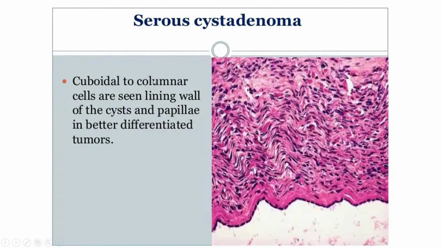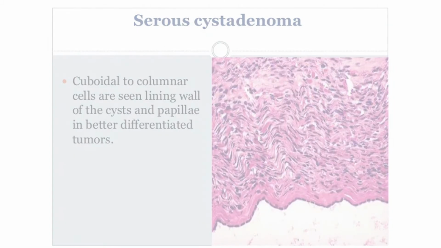Second one is serous cystadenoma. Cuboidal to columnar cells are seen lining the walls of the cyst and the papillae. It is a better differentiated tumor. It is low grade, so you can differentiate this tumor from the other which we read earlier.